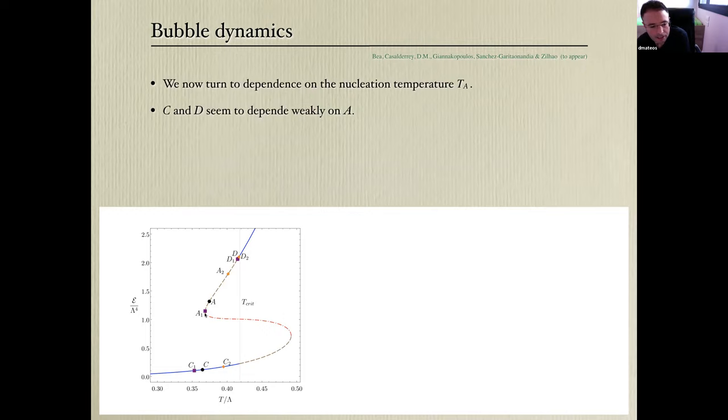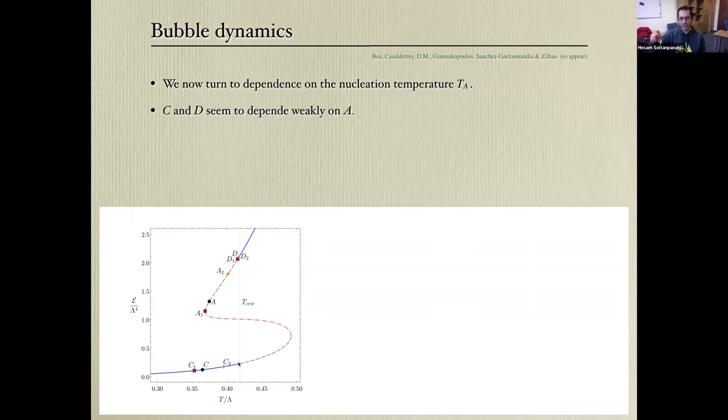You see, start with A1. So for A1, the state inside the bubble is C1, and the state outside, right in front of the bubble, is D1. But now if you move A1 to A and to A2, C1 moves to C and to C2, so it's approaching this point, and D is approaching this point. So when A reaches this point, the wall velocity goes to zero. And what you have inside and outside are this and that, which is exactly what you have in a phase-separated configuration. But depending on which combination you start with, you can have different phase-separated solutions.